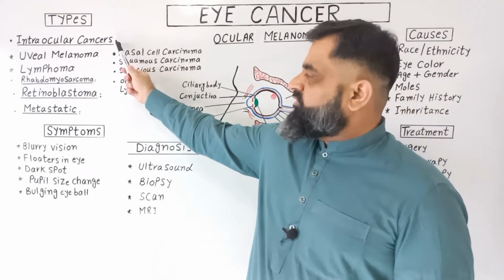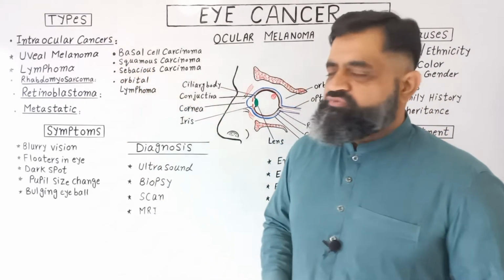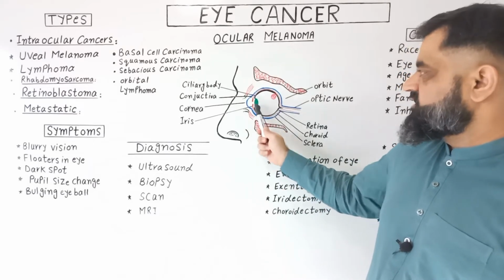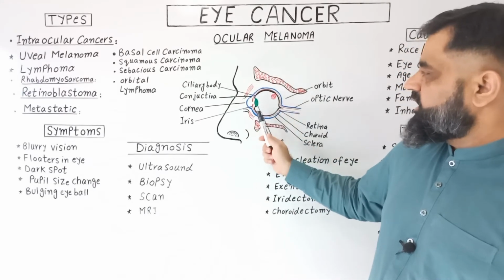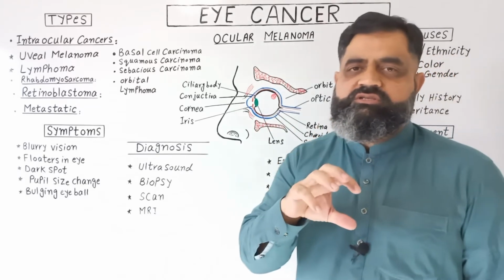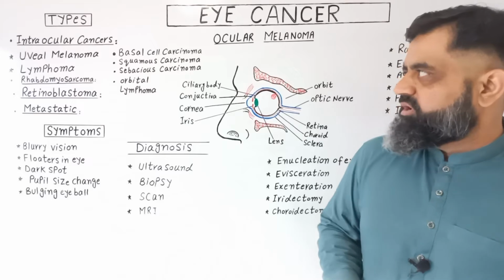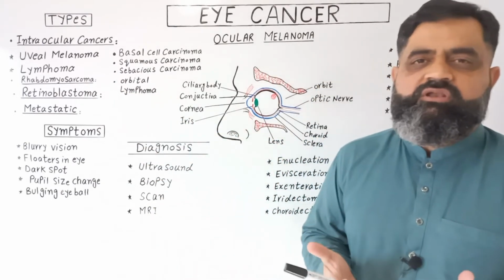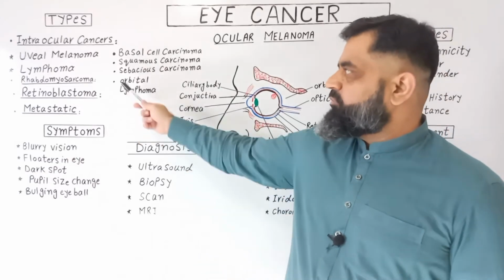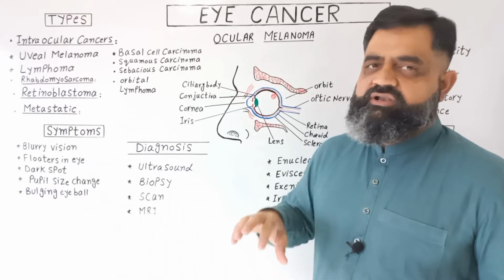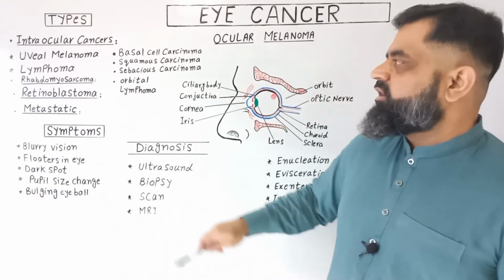The most commonly found intraocular cancer is known as uveal melanoma. Uveal melanoma usually starts from the choroid, which is the middle layer of the eyeball, and also includes the iris and ciliary body. If the cancer starts in these regions, then it is known as uveal melanoma. There is also lymphoma. It can be anywhere inside the eye. Rhabdomyosarcoma is another type of eye cancer which can start at any level.